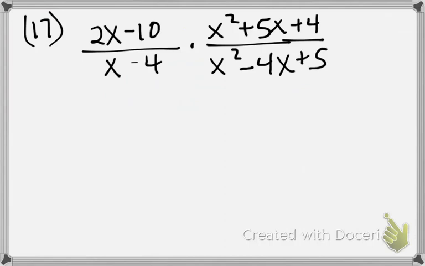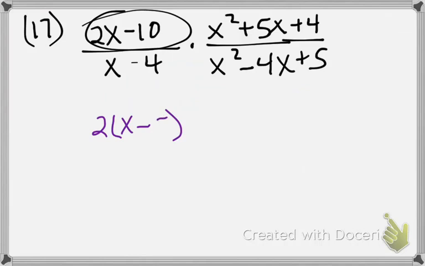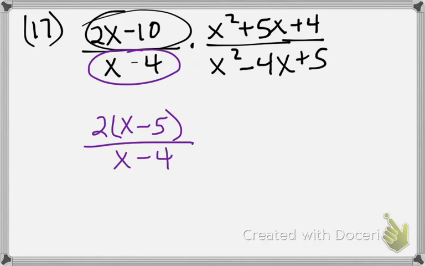Okay, so let's start right here. 2x minus 10 is two terms, so we're going to see what they have in common, and they're both divisible by 2. So I'm going to write this as 2 parentheses. When I take the 2 out, that's going to leave me with x minus 5. When I look at x minus 4, nothing is squared and there's nothing in common, so there's nothing that can be simplified with x minus 4. It's already simplified.